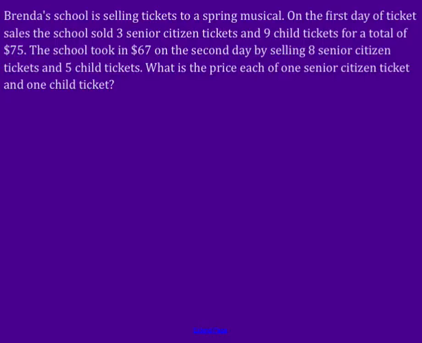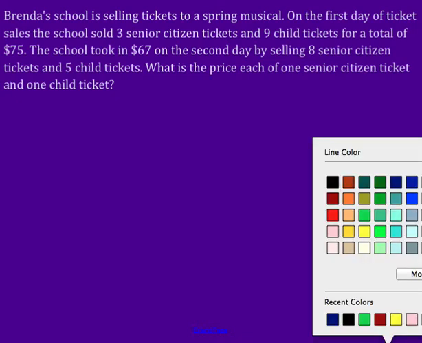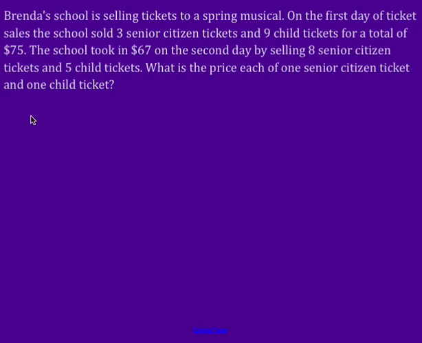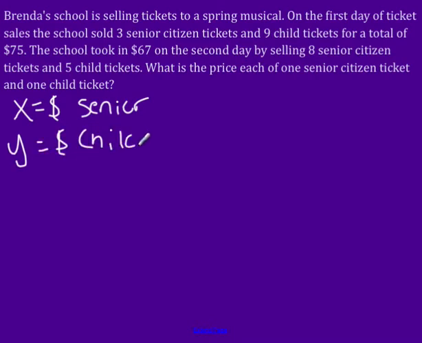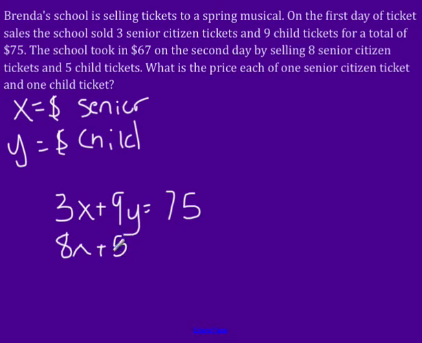Let's take a look at this last word problem. Brenda's school is selling tickets for a spring musical. On the first day, the ticket sales were 3 senior citizen and 9 child tickets. Okay, so let's let X represent the money for senior citizen tickets. Let's let Y represent the money for children's tickets. So we know that 3 senior citizens at X price and 9 children at Y price were $75. So then the next day they did 8 senior citizens for X and 5 children for Y, and that was equal to 67.